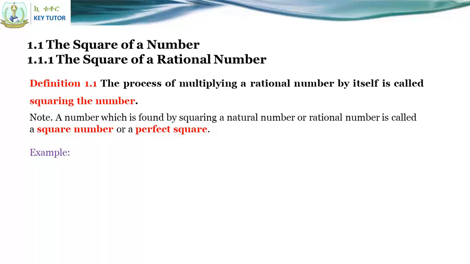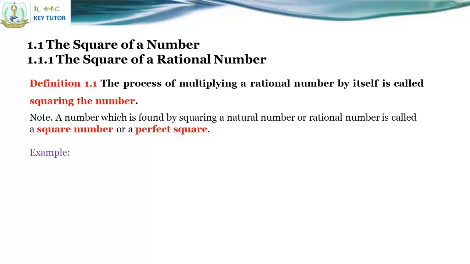Coming to the first topic of the first unit, we'll be focusing on the square of a number. In particular, the square of a rational number. Let's take our first definition. What do you mean by squaring the number? The process of multiplying a rational number by itself is called squaring the number or squaring the rational number.